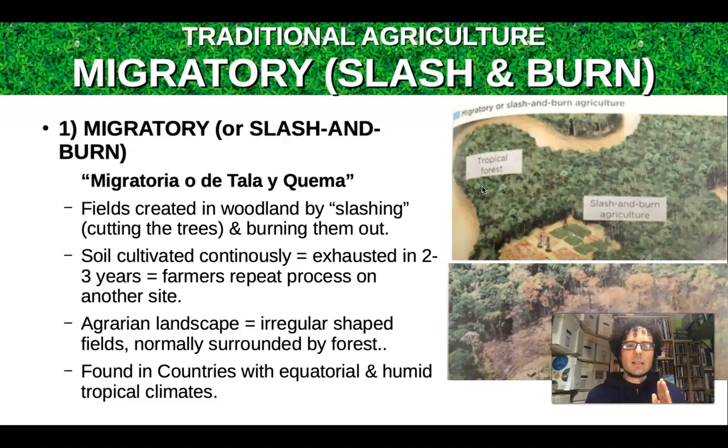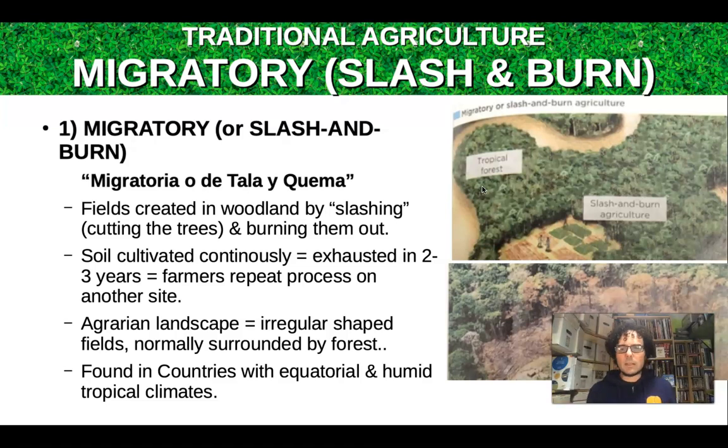Okay, en cada tipo de agricultura vamos a hablar del agrarian landscape, del paisaje agrario. It's important to know the agrarian landscape of each type of these agricultures because we have to be able to identify them. The same way that in the previous part we learned how to identify some agrarian landscapes regarding habitats and buildings and things like that, we are going to have to be able to know about the type of agriculture by looking at the agrarian landscape.